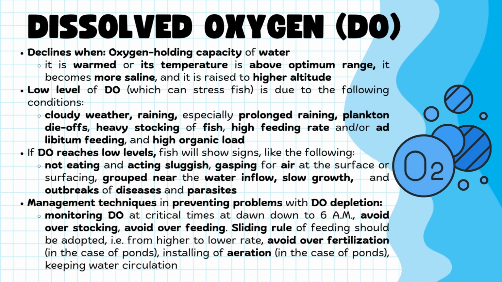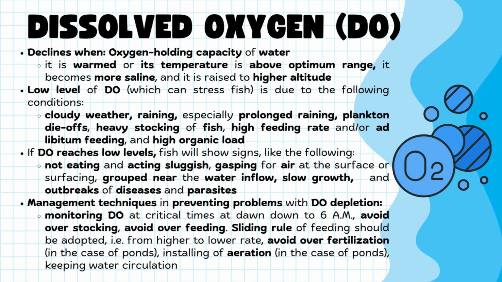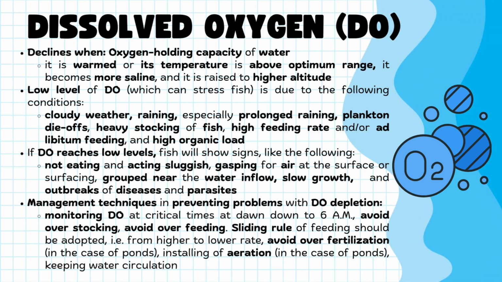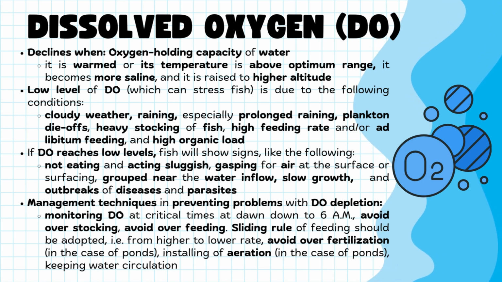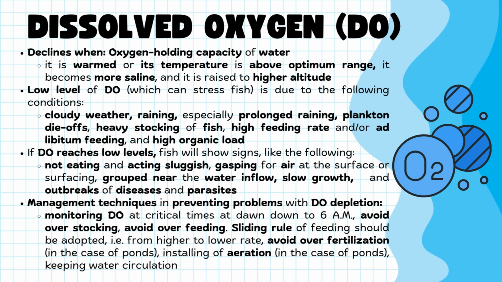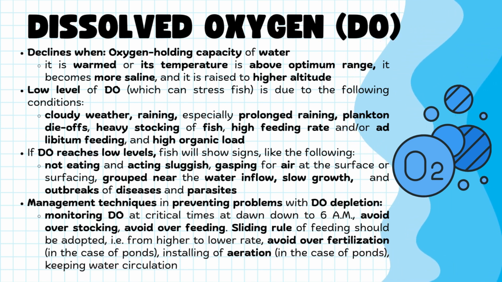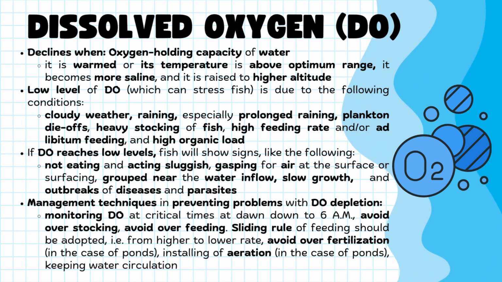So the signs of dissolved oxygen deficiency in fish. So this includes loss of appetite and sluggish behavior, gasping for air at the surface, and gathering near the water inflow. It also shows signs of slow growth, and lastly, increased disease and parasite outbreaks.